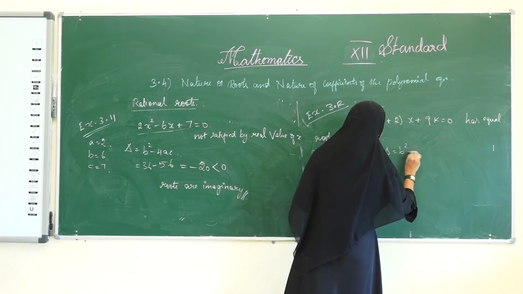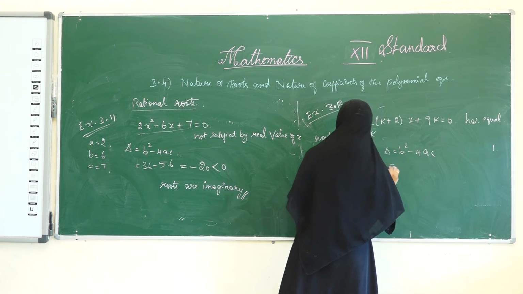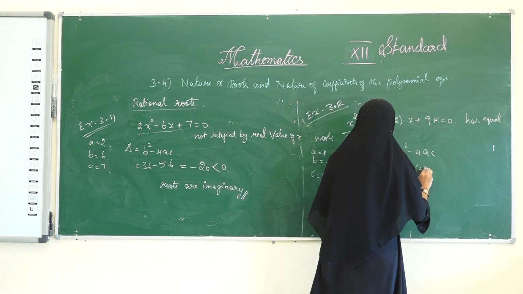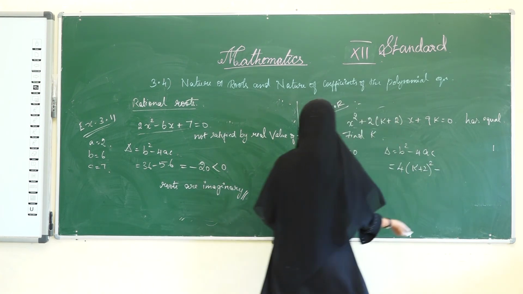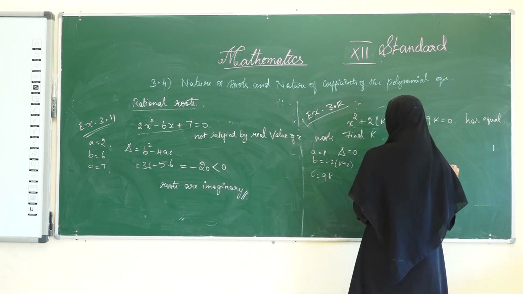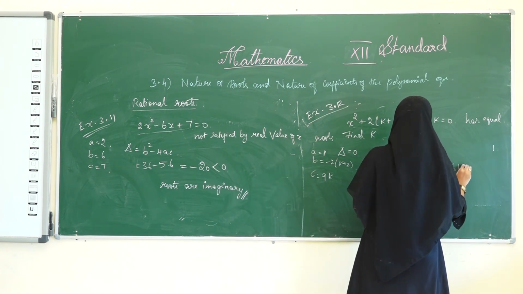Okay, what is the value of del? b square minus 4ac. What is b square? Minus 2 becomes 4 into k plus 2 the whole square, minus 4 into 1 into 9 into k. That is 9 fours are 36 k.